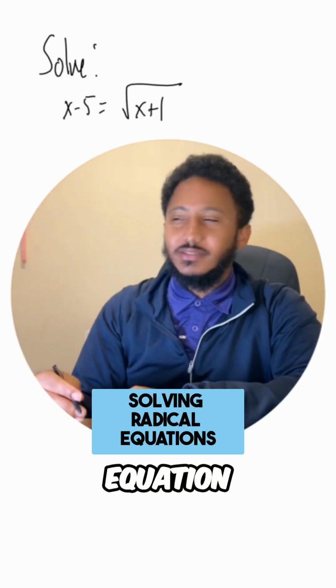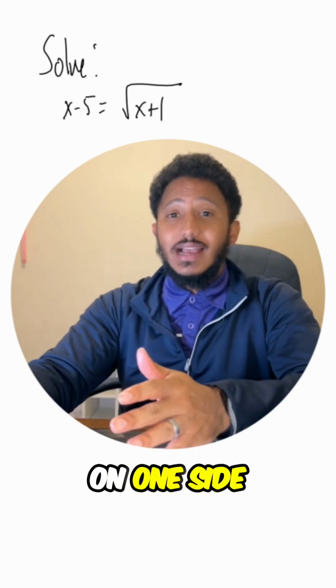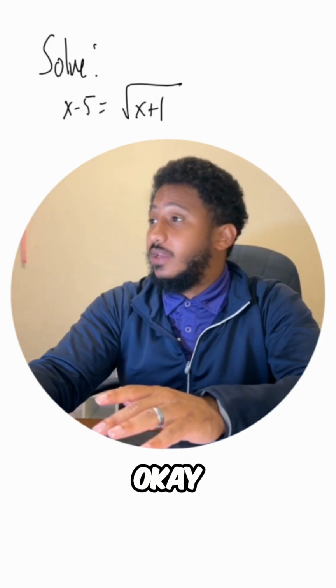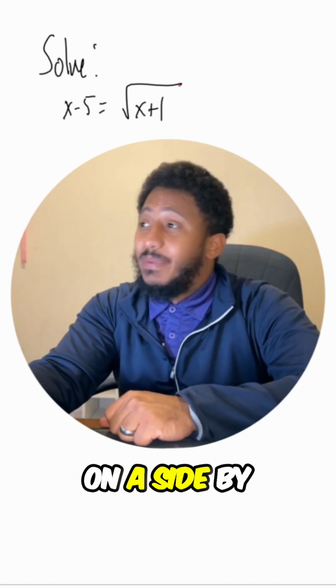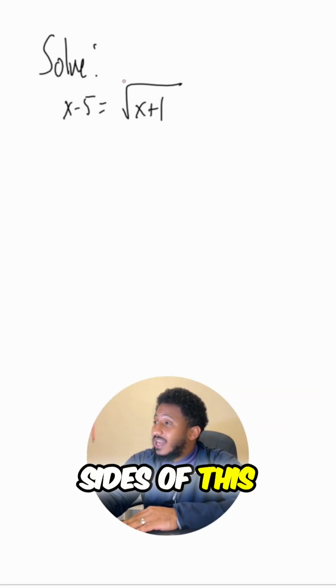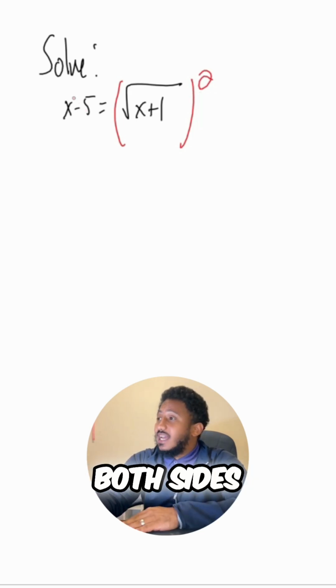Let's try solving this equation. When solving radical equations, our goal should be to get the radical on one side and then raise both sides to some power to get rid of that radical. Here we have a radical equation, and the square root is already on a side by itself. So we'll square both sides of the equation to get rid of the square root.